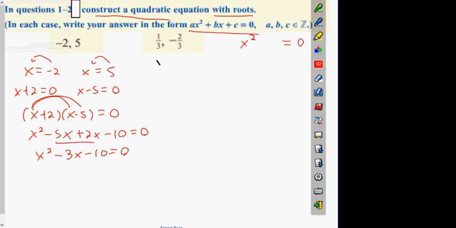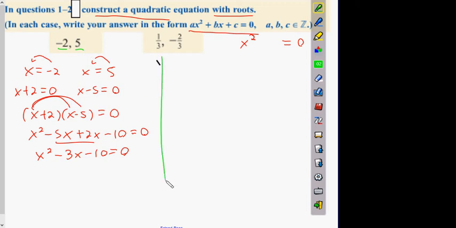That's what the first question was about. You're given two answers: x equals minus 2, x equals 5. You go in the reverse direction, bring x minus 2 over your side to x plus 2. You bring the 5 over your side to x minus 5. You then multiply x plus 2 by x minus 5. When you multiply it out, you end up with the initial quadratic.